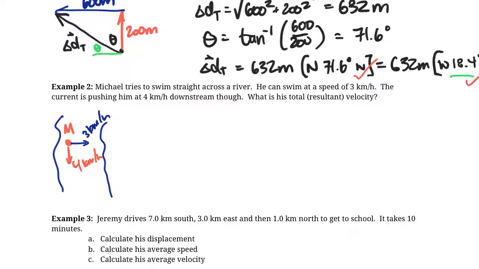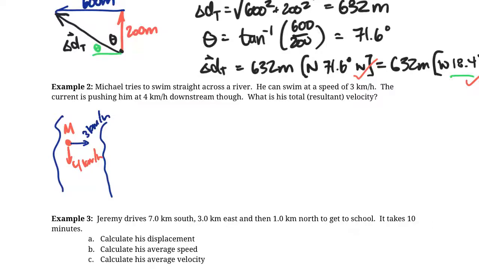The question is asking for his total velocity. So essentially, we have to add those two velocities, right? Because he's swimming across, but he's getting pulled downstream. His total speed is going to be more than those two speeds. We can't just add 3 plus 4, however, because they're not in the same direction. The whole 3 kilometers is in the x direction, the whole 4 kilometers in the y direction. So the resultant is going to be some combination of those two.